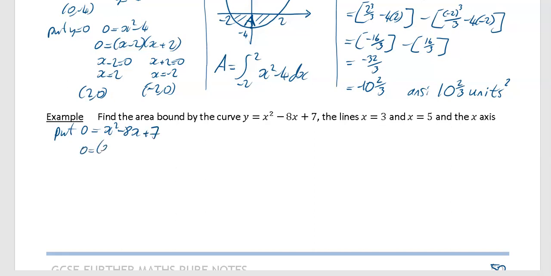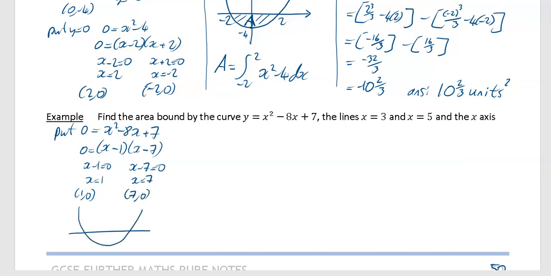So if I factorize this, I've omitted a wee bit of working out maybe here. It's going to be x minus 1 times x minus 7. So that means x minus 1 equals 0, which means x equals 1, which gives me the point 1, 0. Or it means x minus 7 is equal to 0, which means x is equal to 7, which gives me the point 7, 0. So I'll squeeze my sketch in here. There's your sketch. It's a U-shaped graph, and it crosses at 1 and it crosses at 7.